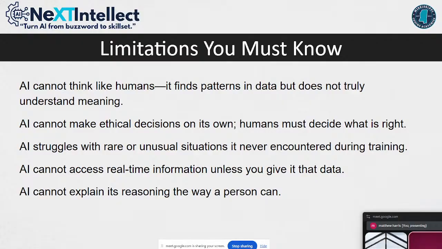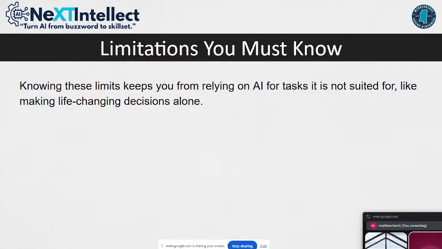AI cannot access real time information unless you give it that data. Now, that varies on the paid tiers, and Gemini has access to the internet, but what real time information does it have? And AI cannot explain its reasoning the way that a person can. Knowing these limits keeps you from relying on AI for tasks that it's not suited for, like making life-changing decisions alone. So you probably don't want to ask it, should I marry this person? Should I divorce this person? Should I start this new job? Should I quit this job?